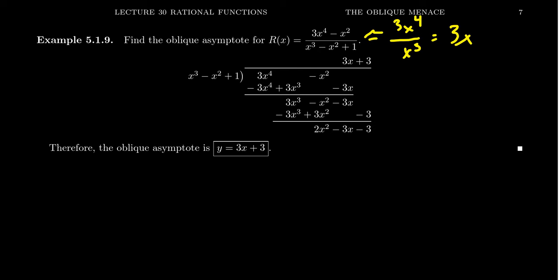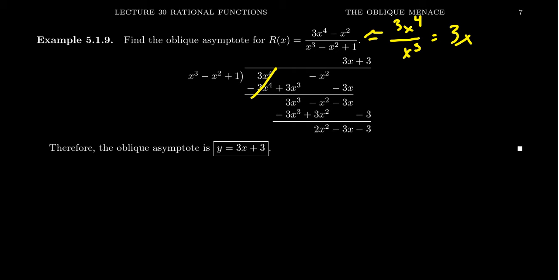So take 3x and times it by my divisor. So you're going to get 3x to the fourth minus 3x cubed and then a 3x, but we're subtracting this thing. So I've distributed the negative sign to all these places. So these ones, since we're subtracting them, become negatives. And as we're subtracting a negative, this becomes a positive. So you're going to see 3x to the fourth minus 3x to the fourth, they cancel. You get 0x cubed plus 3x cubed. Bring down the negative x squared, and then bring down the negative 3x.